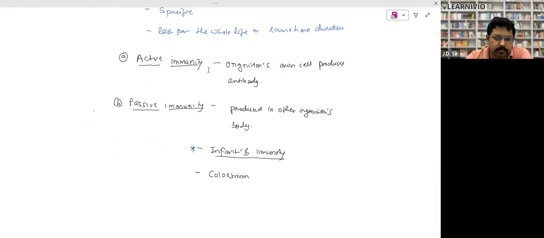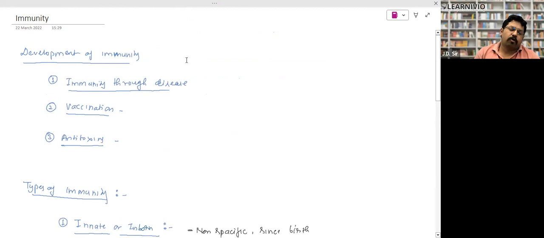Immunity. Development of immunity. Immunity to disease. So what is immunity? Can anybody tell me what is immunity? The overall ability of the body to fight against a pathogen is known as immunity. Very good, Arpit. So the capability of our body to fight against disease is called immunity. Simple. So how can immunity develop?